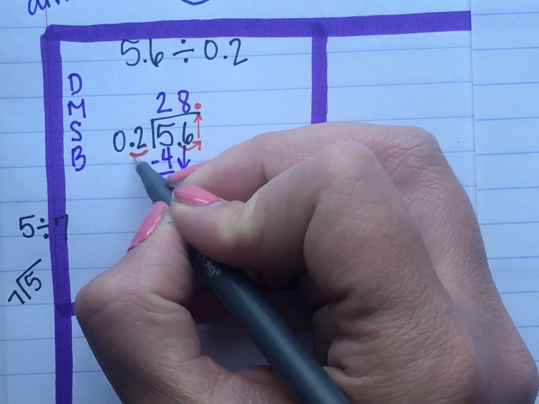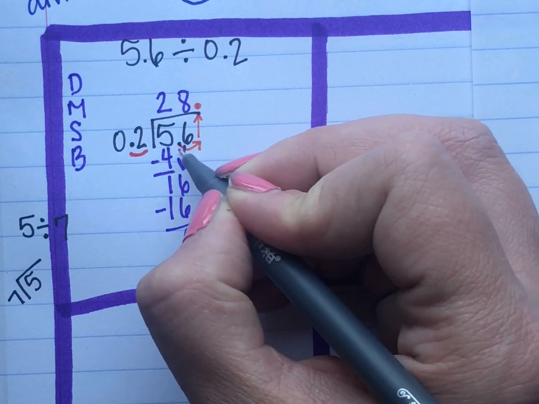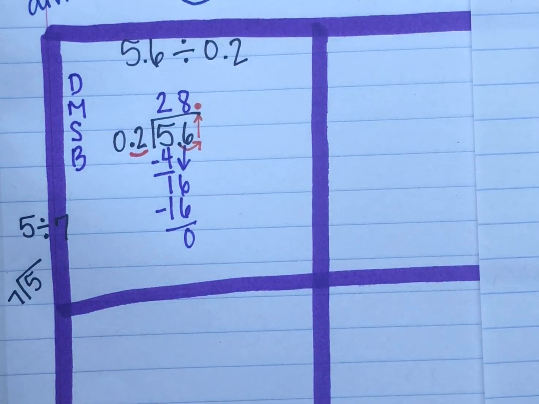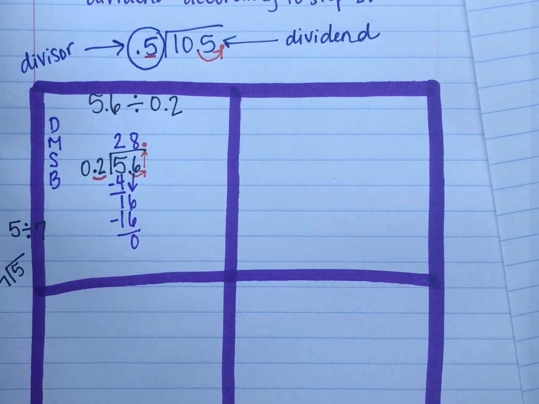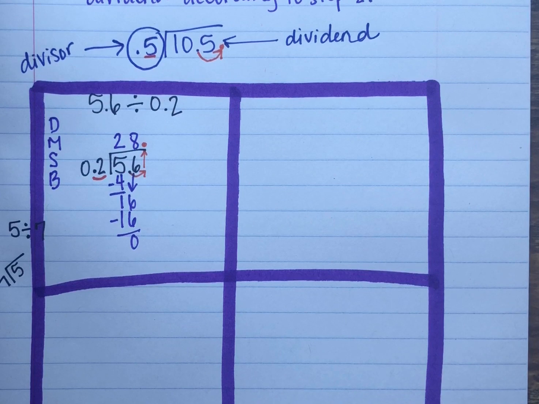So count in the divisor, move in the dividend, and bring it up to your answer. All right. Let's go to our next example. This next one's gonna look pretty simple.